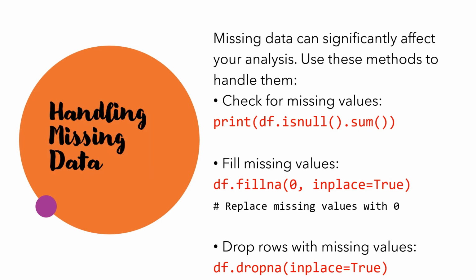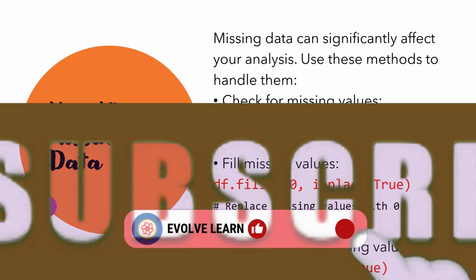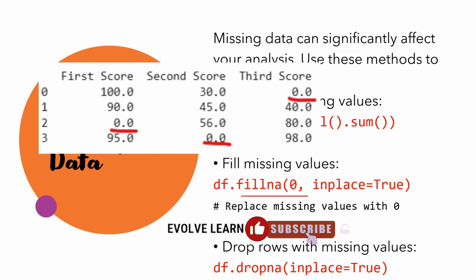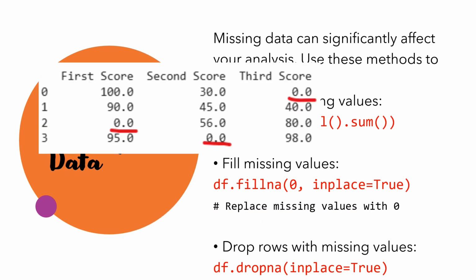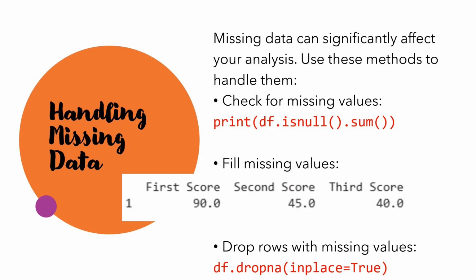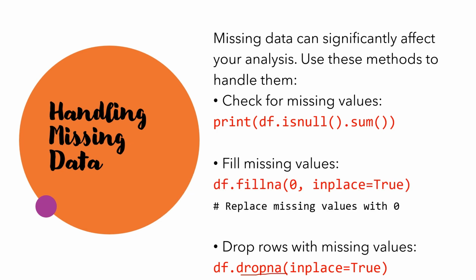The next approach for handling missing data is to fill the missing data. For that, we use the fillna method. This method will replace the missing values with 0. Lastly, another way to handle missing data is to drop the rows or columns that contain them using the dropna method. By mastering these techniques, you can ensure your data is clean and ready for analysis.